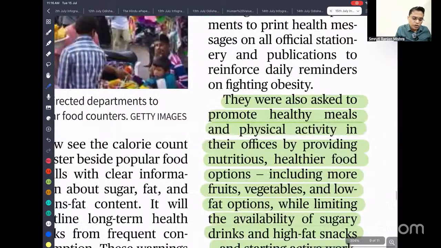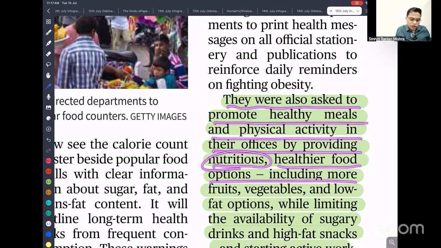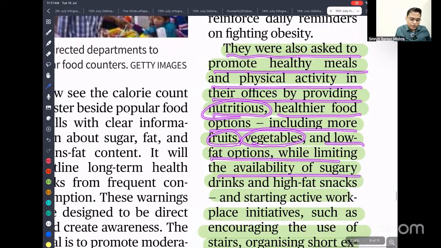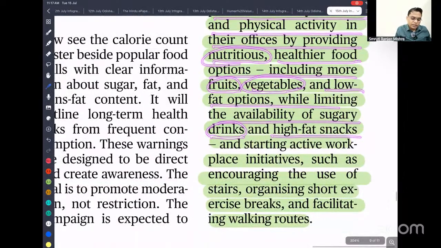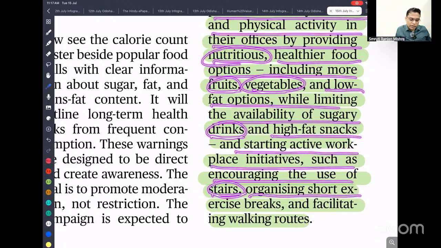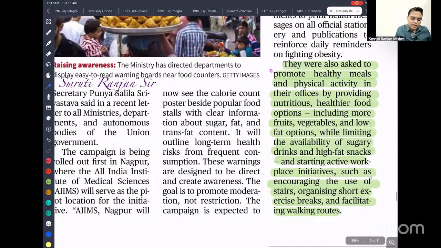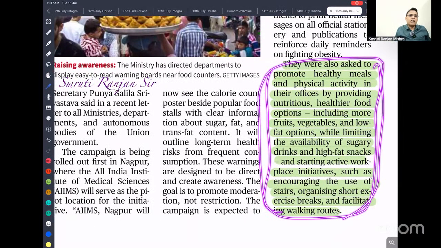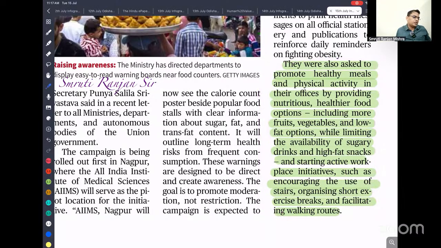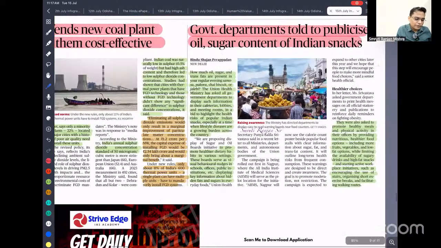so that will bring changes in their behavior. They were also asked to promote healthy meals and physical activity in their offices by providing nutritious, healthier food options, including more fruits, vegetables, and low fat options, while limiting the availability of sugary drinks and high fat snacks, and starting active workplace initiatives such as encouraging use of stairs, organizing short exercise breaks, and facilitating walking routes. If we follow this kind of activity, then we will make sure that our people are very much fit. So we need to create this awareness among the masses. Then only we can reduce the burden of lifestyle-related disease.